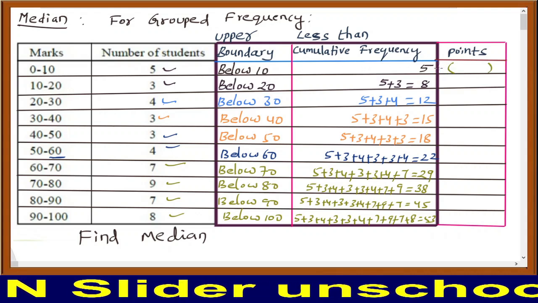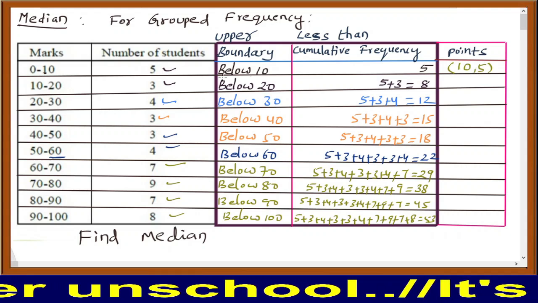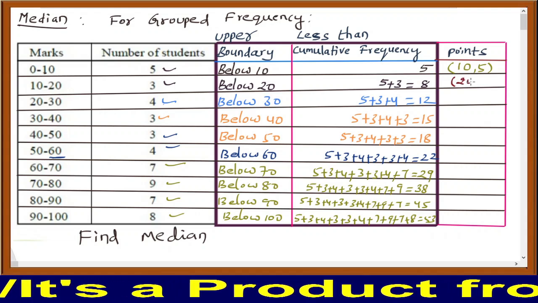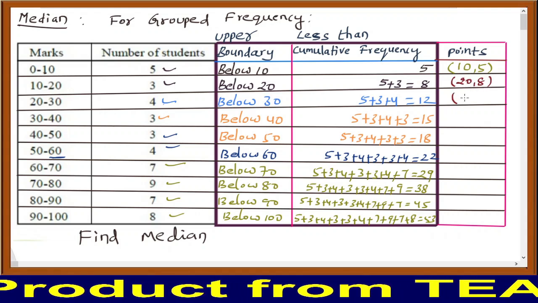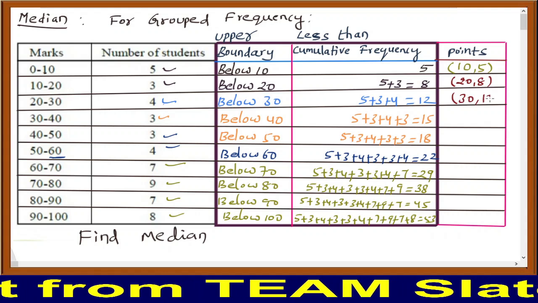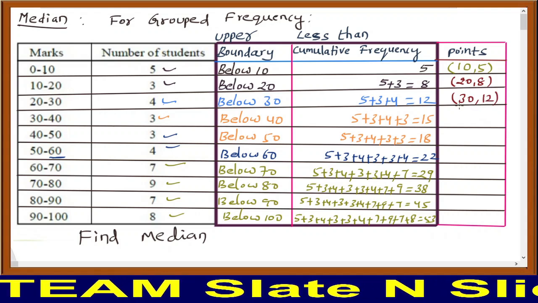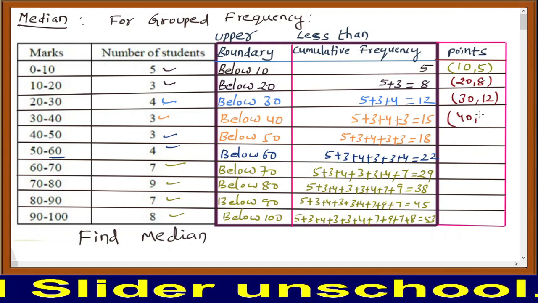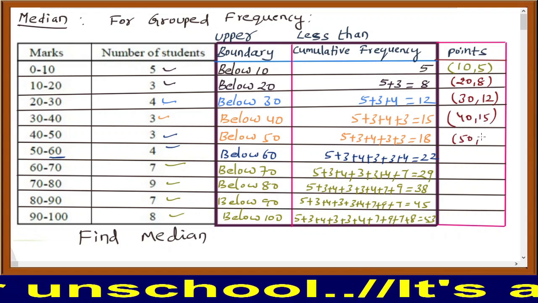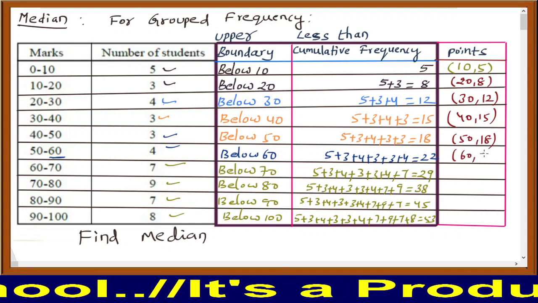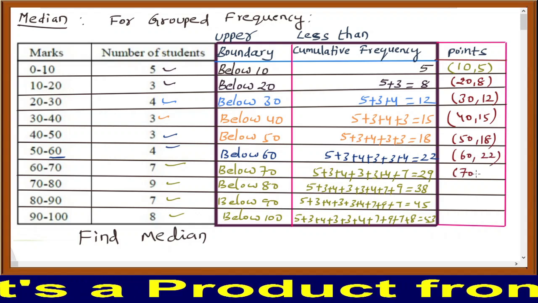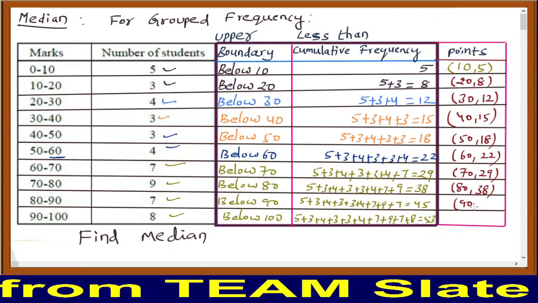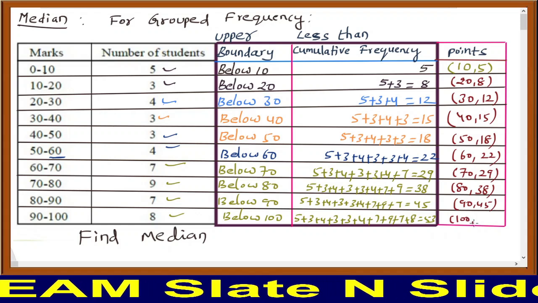Then the points will become like this. This is (10, 5). The point will be (10, 5), and the next point is (20, 8). This is useful for drawing the graph. In 10th class you will be asked to find the median by using the graph. There you have to use (40, 15), (50, 18), (60, 22), (70, 29), (80, 38), (90, 45) and (100, 53).